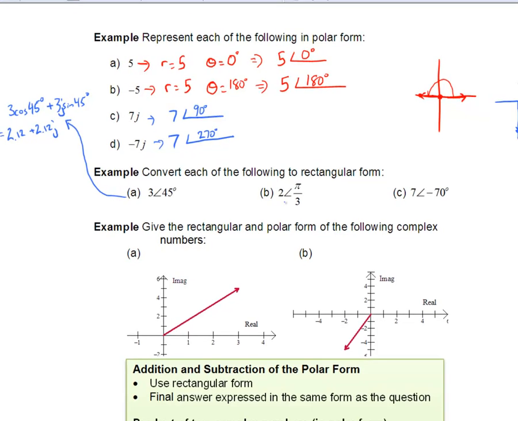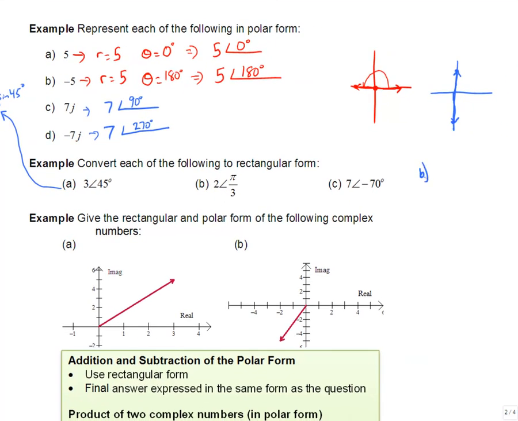And we can do the same for each of these. So b we would write as 2 cosine. Now we don't want radians, we want degrees. So you'd have to convert that to degrees first, and that's 60 degrees. Plus 2j sine 60. Again, straight on the calculator, 2 cosine of 60 is 2, plus 2 times sine 60 is 1.73, and we leave the j.